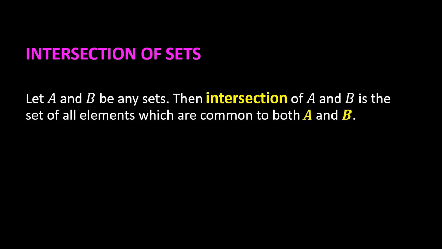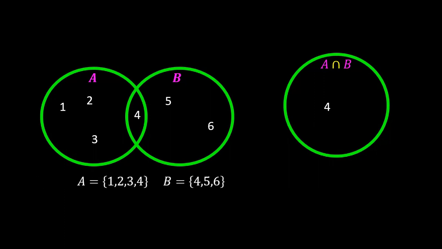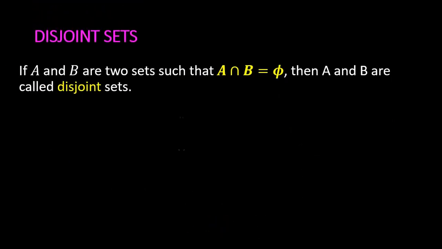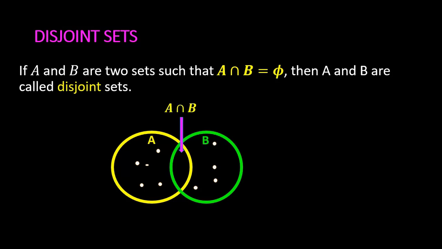Next we come to intersection of sets. Let A and B be any sets. Then intersection of sets A and B is the set of all elements which are common to both A and B. Notation: A intersection B. So let us see this example in which we have A equal to 1, 2, 3, 4 and B equal to 4, 5, 6. The common element is 4. So A intersection B is just 4. Now whenever this A intersection B is empty, we say that the sets are disjoint.